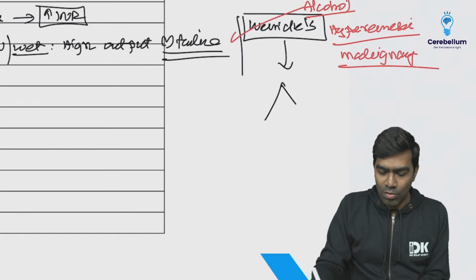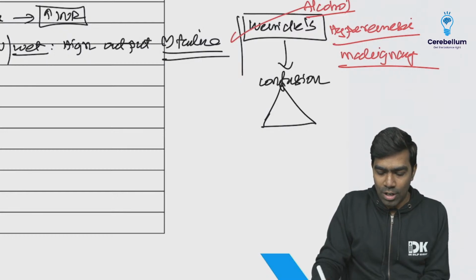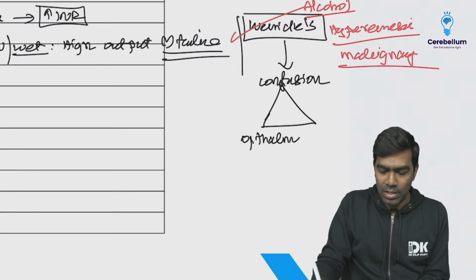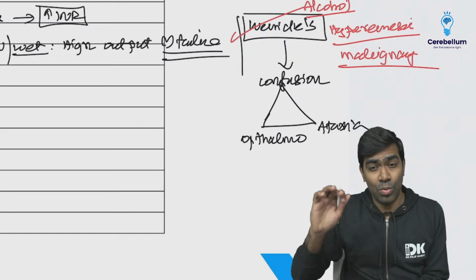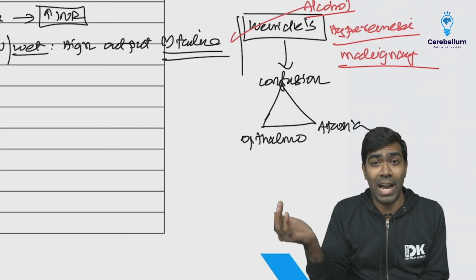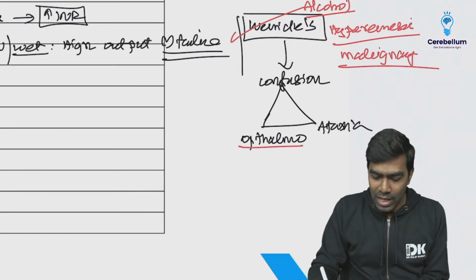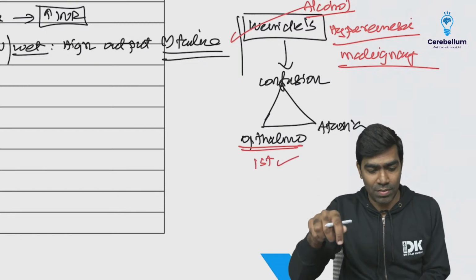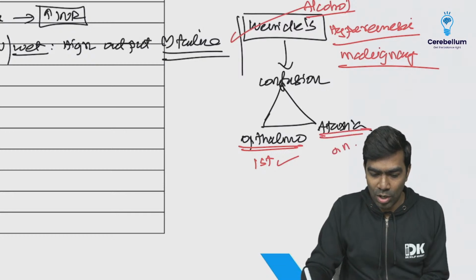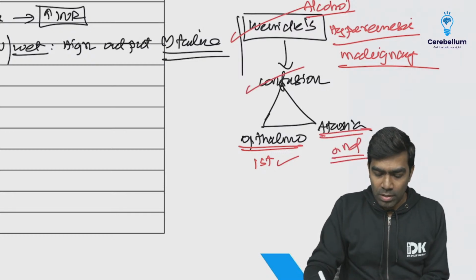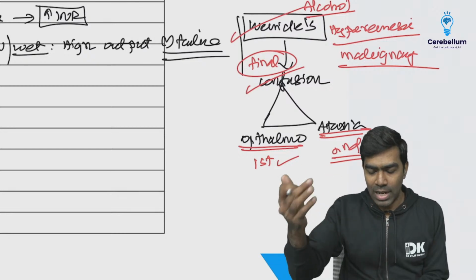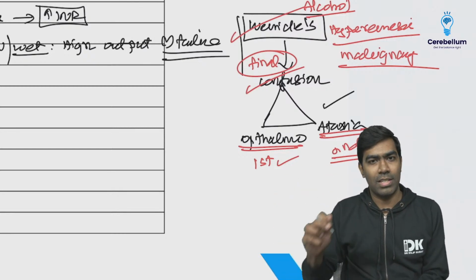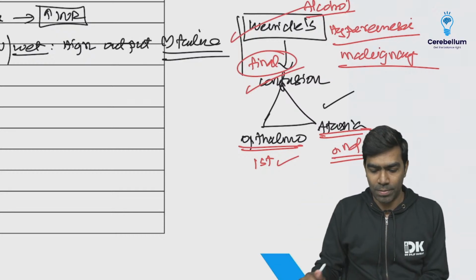So what is the typical triad of Wernicke's encephalopathy? You are going to have confusion, altered mental status. You are going to have ophthalmoplegia. You are going to have ataxia. Treatment of choice, of course, thiamine, but they will ask you which is the first thing to resolve after giving thiamine. The ophthalmoplegia resolves first, ataxia is the second to resolve, and finally confusion will resolve. This is the order of resolution of Wernicke's encephalopathy.